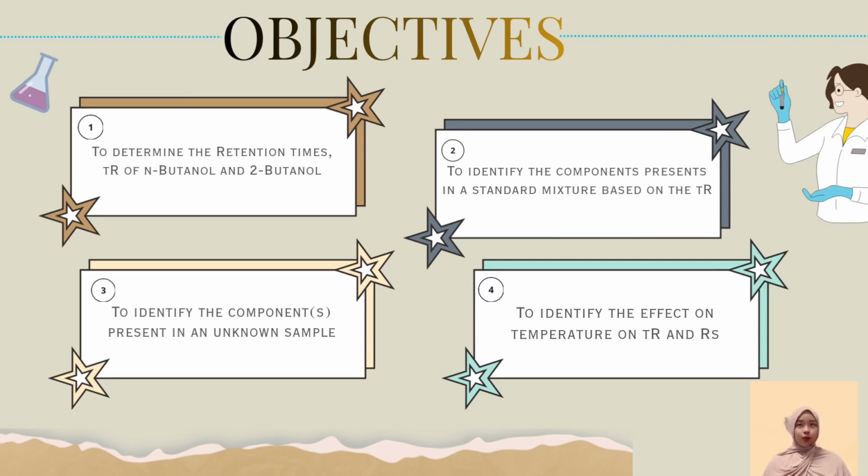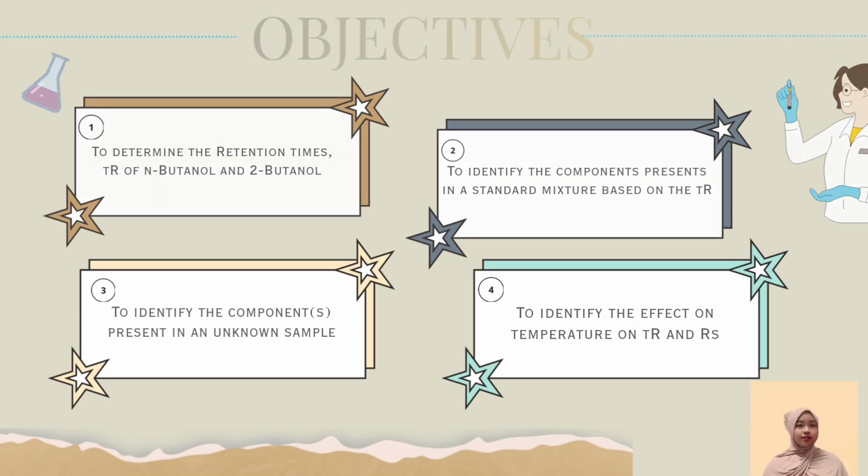So we will begin with the objectives. The first one is to determine the retention times, TR, of N-butanol and 2-butanol. Number 2, to identify the components present in a standard mixture based on the TR, which is retention time. Number 3, to identify the components present in an unknown sample. And the last one is to identify the effect of temperature on TR and RS.